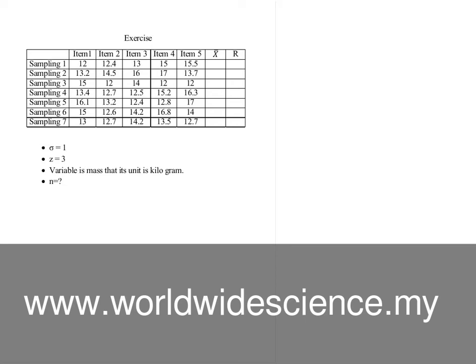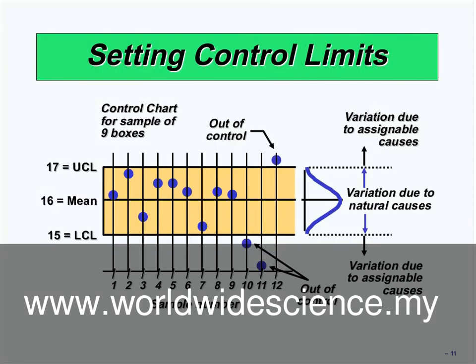Exactly like this example. The UCL has been drawn as a straight line. LCL has been drawn as a straight line. LCL is 15, UCL is 17. All of the spots show the sampling number and the X bar.